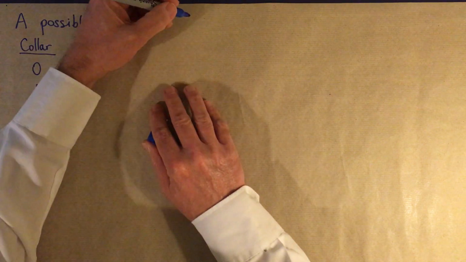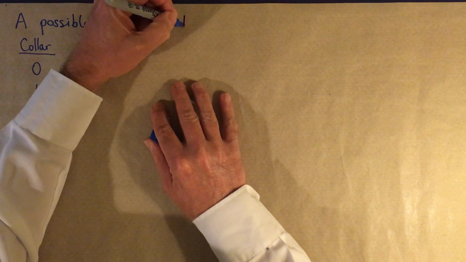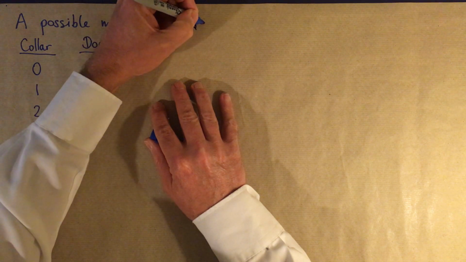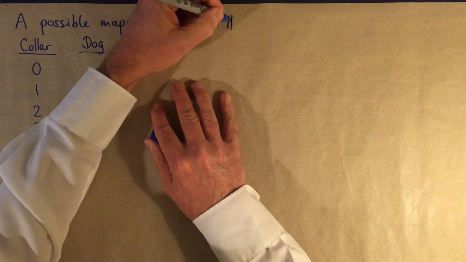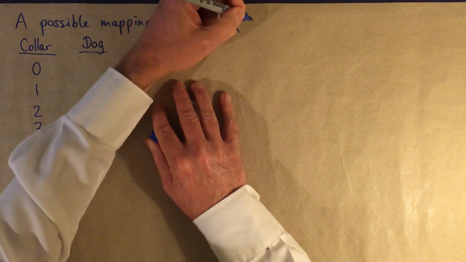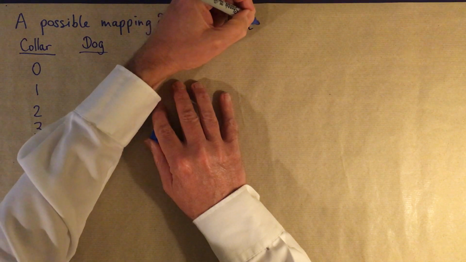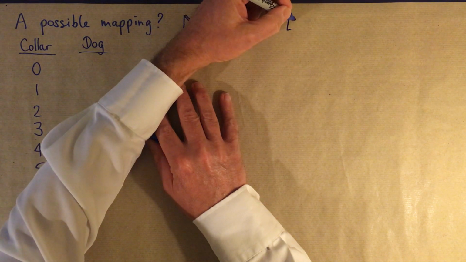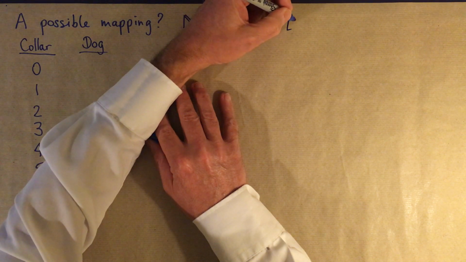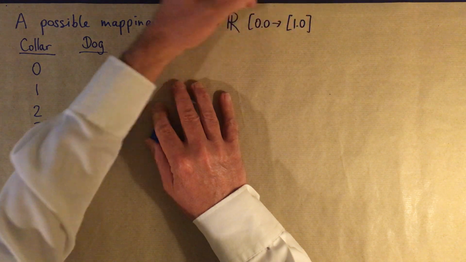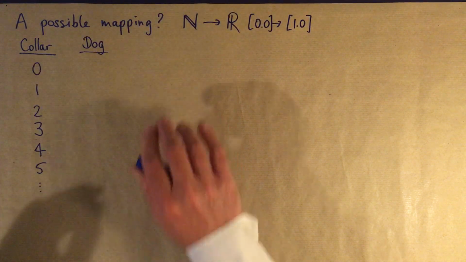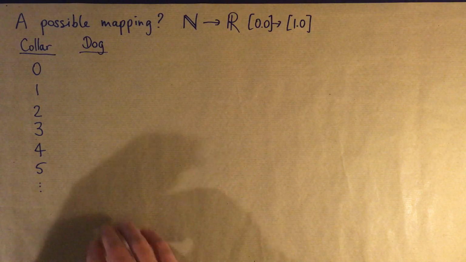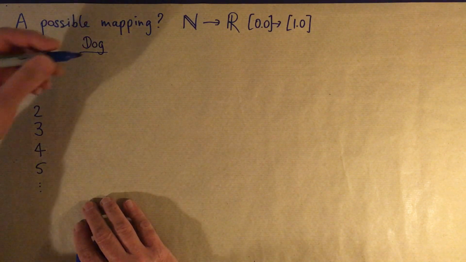Now what I'm going to be trying to do is to map from the natural numbers to the real numbers, but only in the range 0.0 up to 1.0. So I'm only in that range there. Okay, well let's see if we can do it.